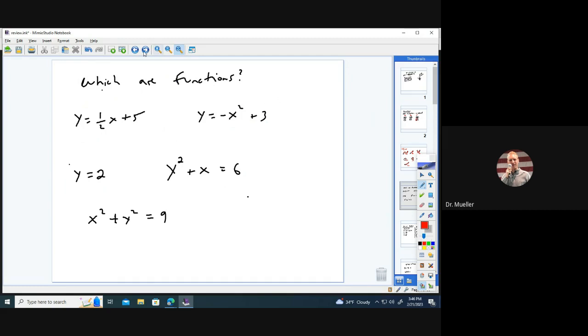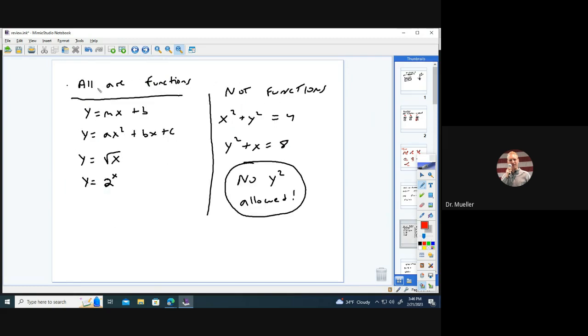When we look to determine if the equations are functions, a couple of helpful hints. All these are functions. If it's linear, y equals mx plus b. If it's quadratic, y equals ax squared plus bx plus c. If it's y equals the square root of x, or if it's exponential. These are all going to be functions. However, if you have a y squared involved, then it's not going to be a function. So this is the equation of a circle. That's not a function. And this is the equation of a sideways parabola, and that's not going to be a function either. So if you have a y squared, it's not going to be a function.